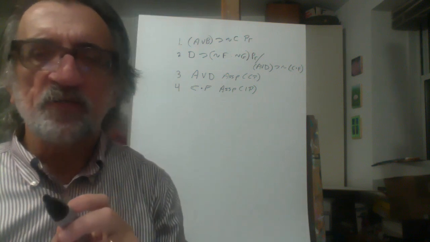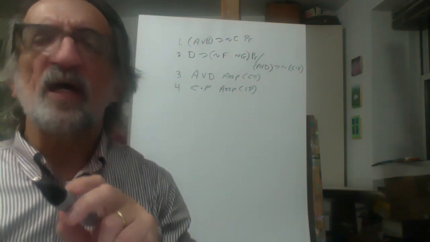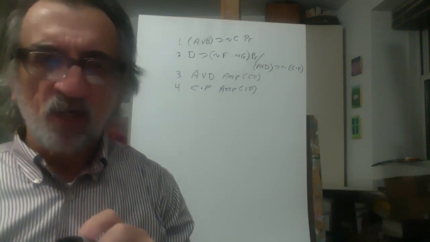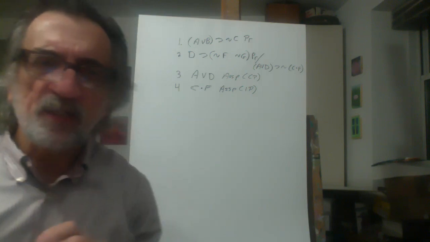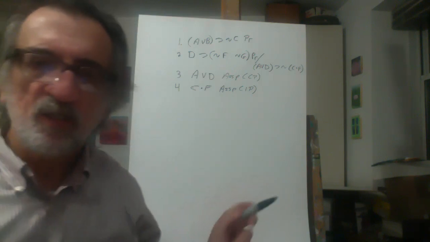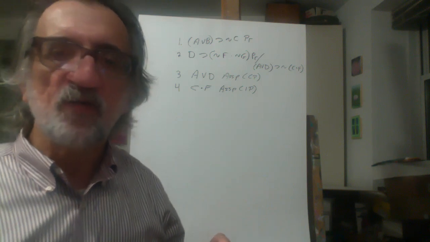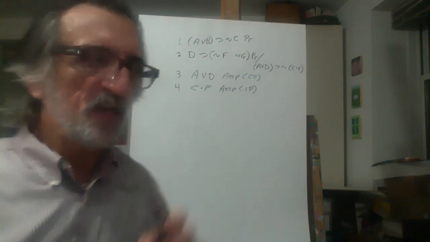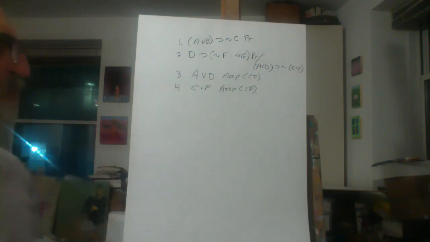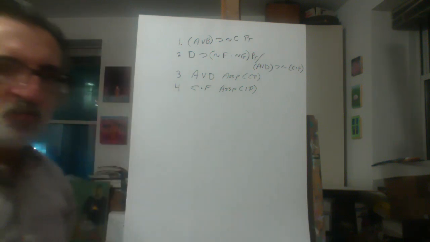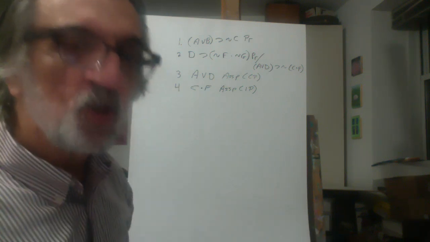Well, how are we going to do this? You notice that line 1, the first premise, has a negated C in the consequent of that conditional. That kind of tells you what we can do with this assumption of the indirect proof. We're going to simplify it to a C and then use modus tollens.